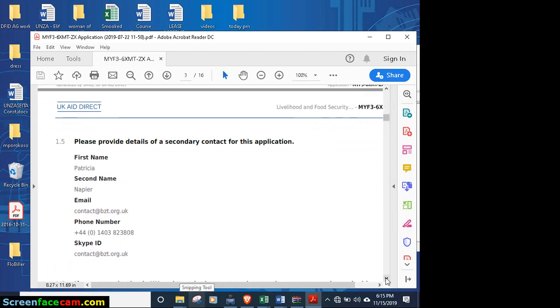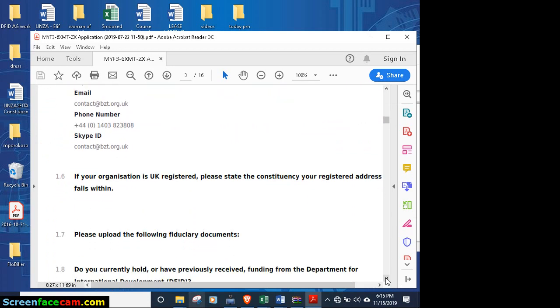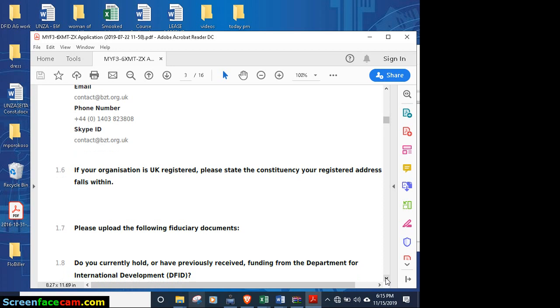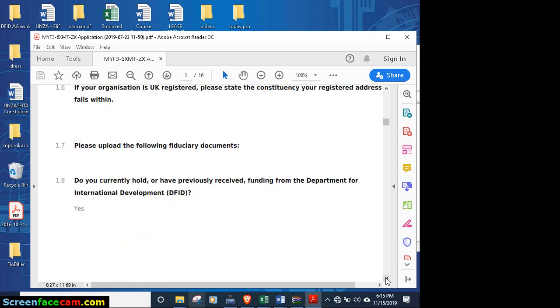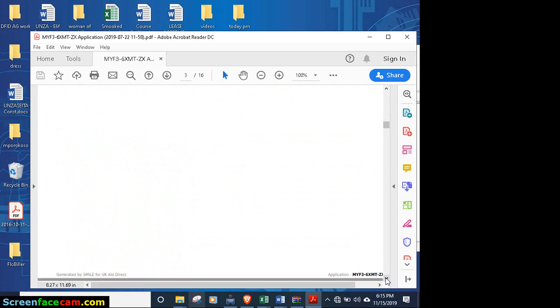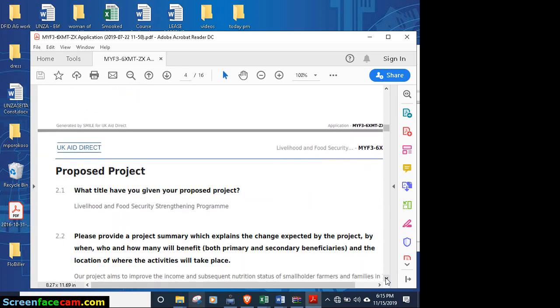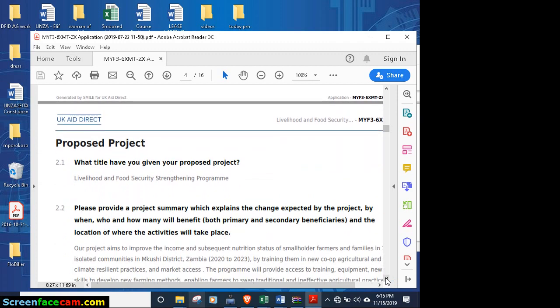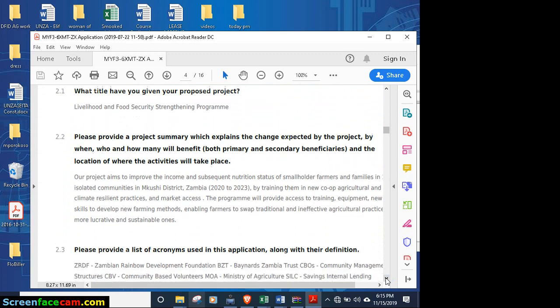So it starts at the beginning there about the organization. Because we've got a parent company in the UK, it asks some questions about that. So it's an online application. They ask you to fill in those specific questions at the beginning. Then you start to talk about your proposed project. What title have you given your proposed project? Please provide a summary. So this is what we called our description.